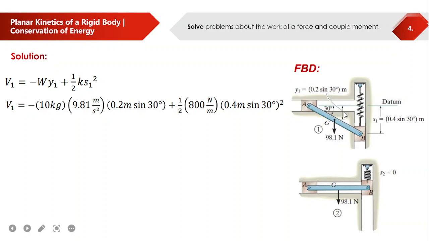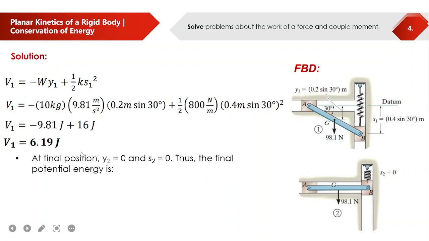Okay, so to solve for this distance, that will be 0.2 sine 30 degrees, plus 1/2, 800, that's stiffness, times 0.4 meters sine 30, that's your displacement of the spring sa 30 degrees. So therefore, your V sub 1 is equal to 6.19 joules. Okay, this is the sum again of the gravitational potential energy and the elastic potential energy. So that will be 6.19 joules.